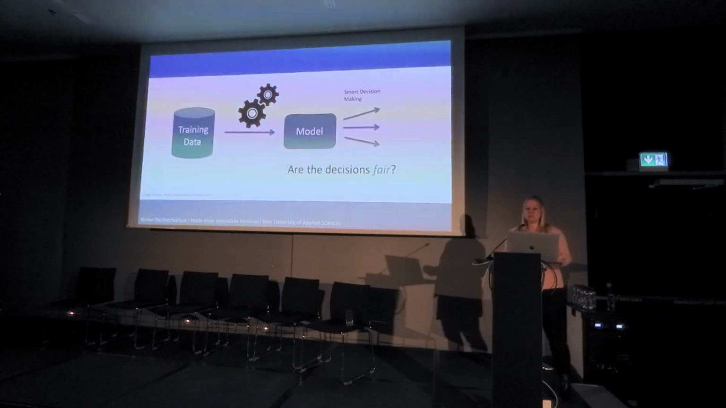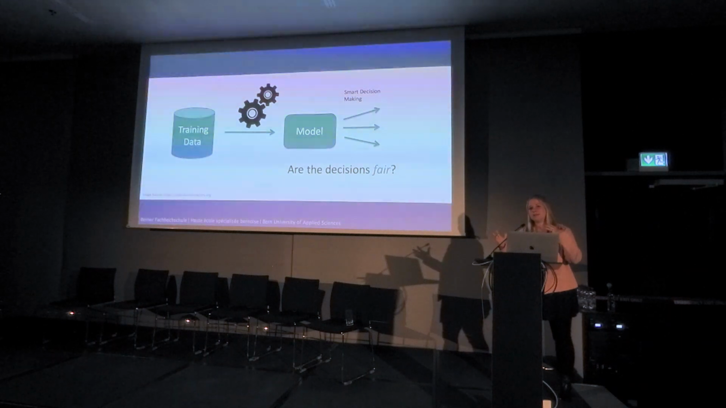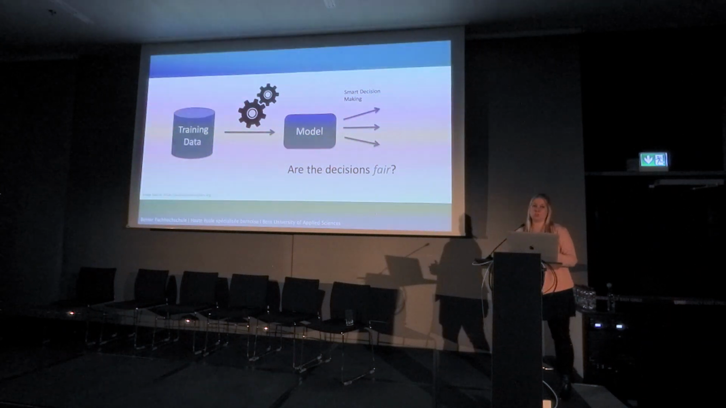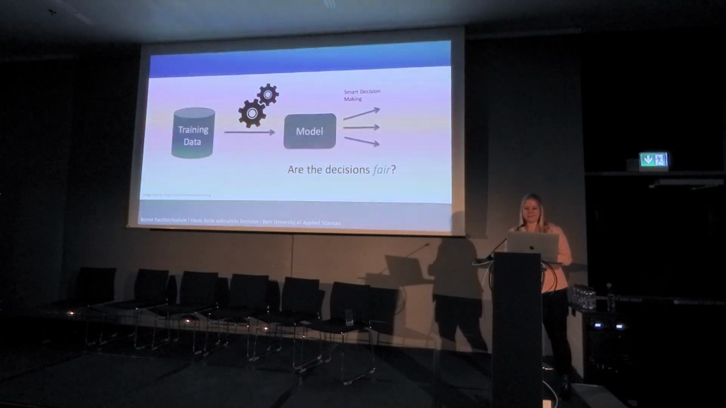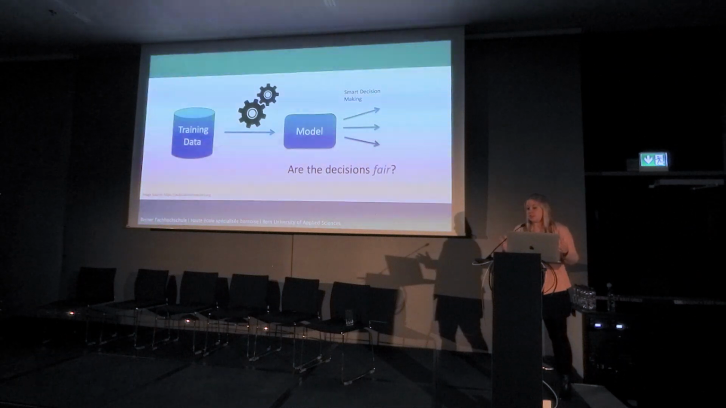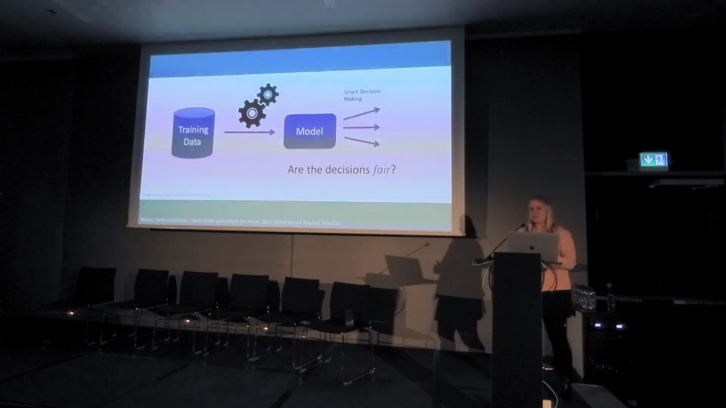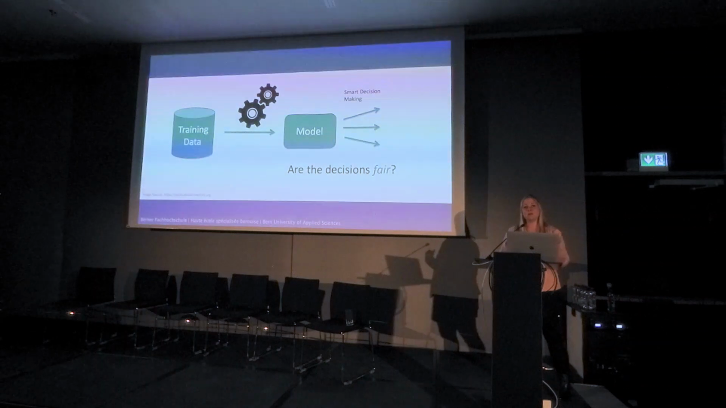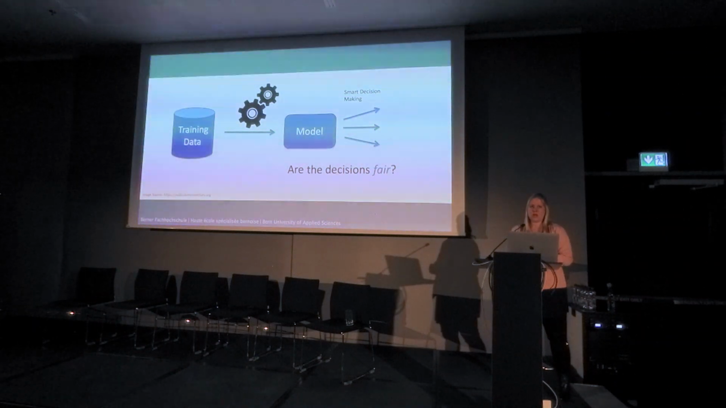When we are using machine learning, we have training data, we build up the model, and typically we use that model then for smart decision making. Now, depending on your application, on the types of decisions that you're going to make, there is a potential that these decisions might not be fair. But how to measure that? How to find out whether your model is biased or the training data on which your model is based is biased? And what are the consequences about it?